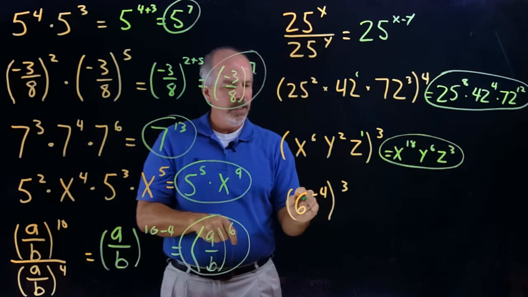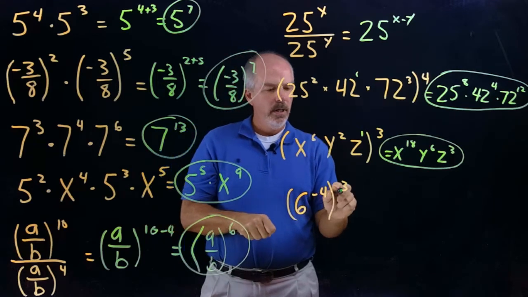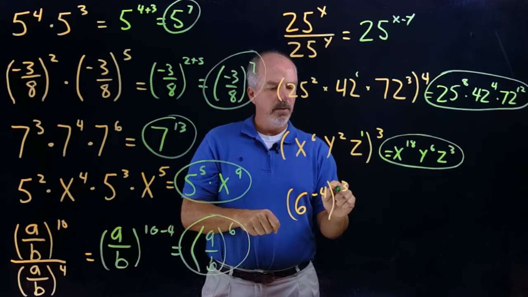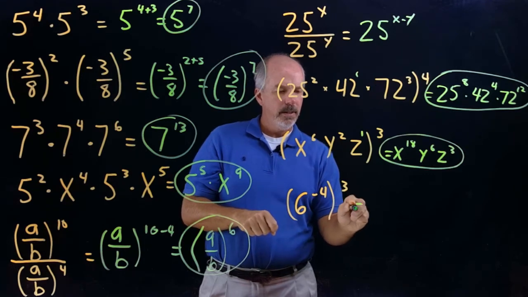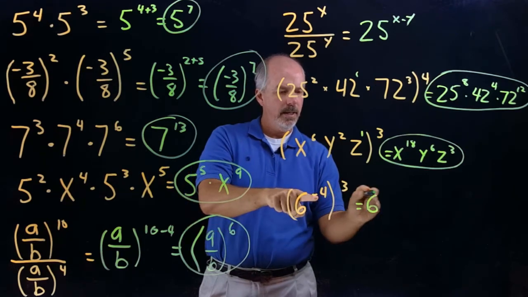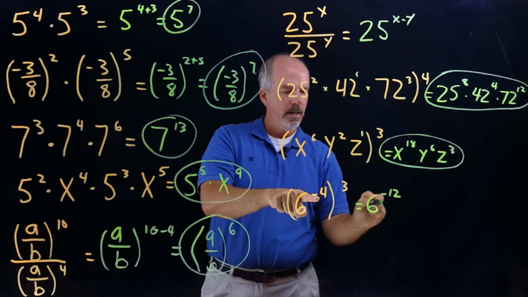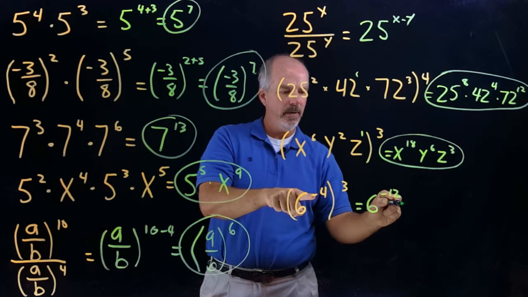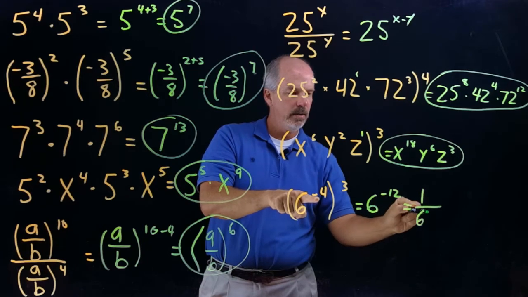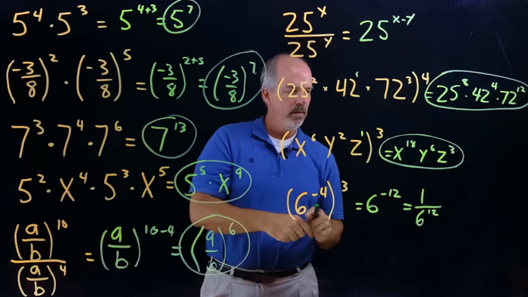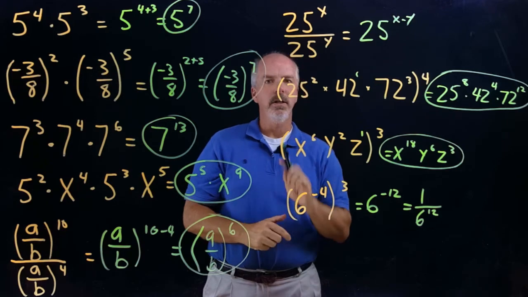All right. Here we have 6 to the negative 4 to the 3rd power, a power to a power. So it's going to be 6 to the negative 12. And then if we need to write that with a positive exponent, we would put 1 over 6 to the 12th. Okay? All right, let's look at a few more.